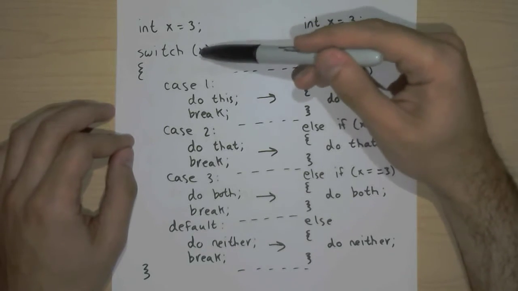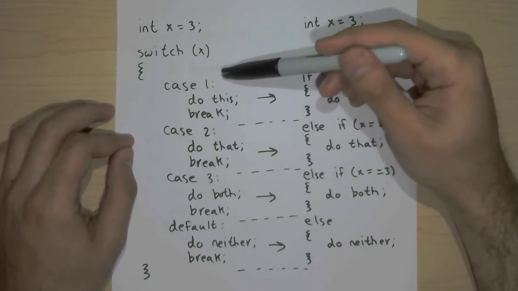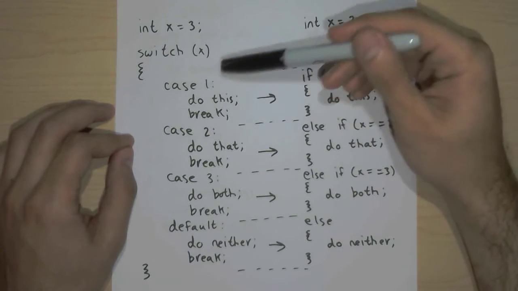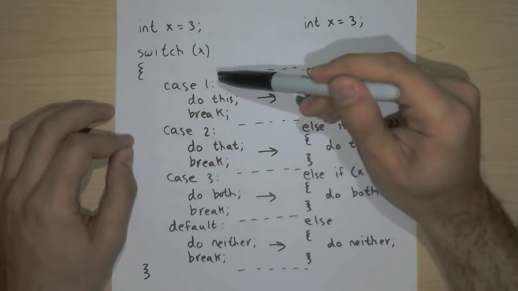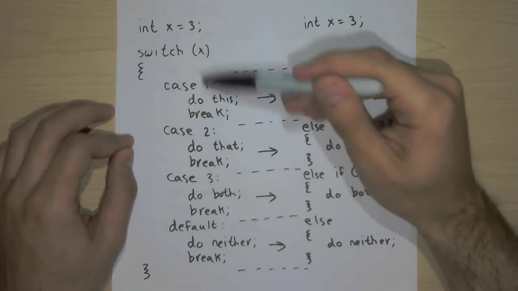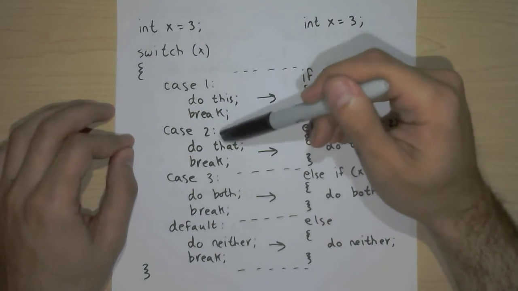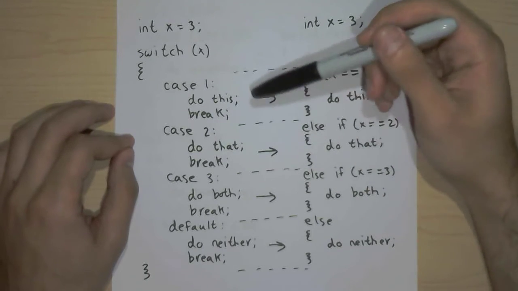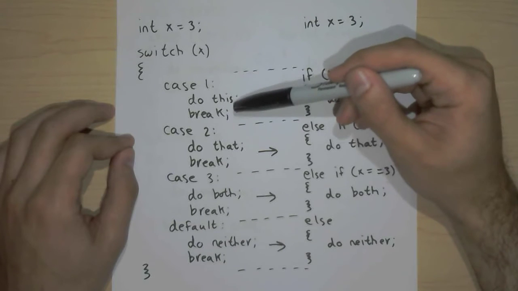So we start out with switch x, got the brackets as with if else, and then we'll have these cases. These cases just say, hey, do we have the case that x equals 1, or the case that x equals 2, or the case that x equals 3? That's a fancy way of just saying, is x equal to 1, is x equal to 2, is x equal to 3? And for whichever one of these is true, we're going to do something.